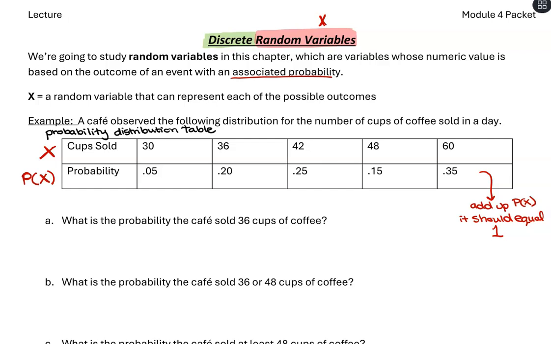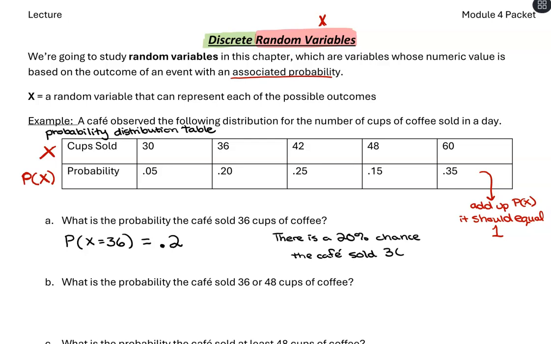Okay, so what is the probability the cafe sold 36 cups of coffee? My notation for this would look like P of X equals 36. This is where I want to find the probability of the random variable equaling 36. And this is just a matter of reading the table that is exactly equal to that associated probability of 0.2. So there is a 20% chance the cafe sold 36 cups of coffee.